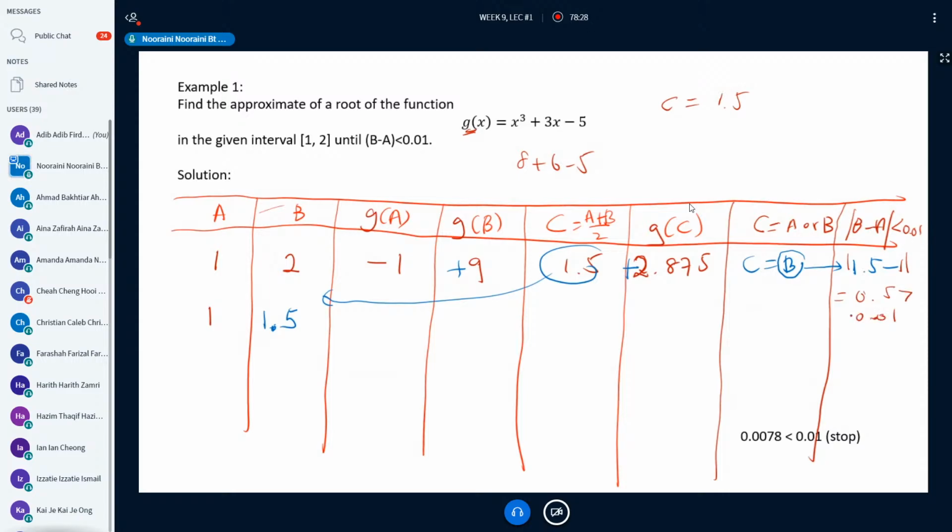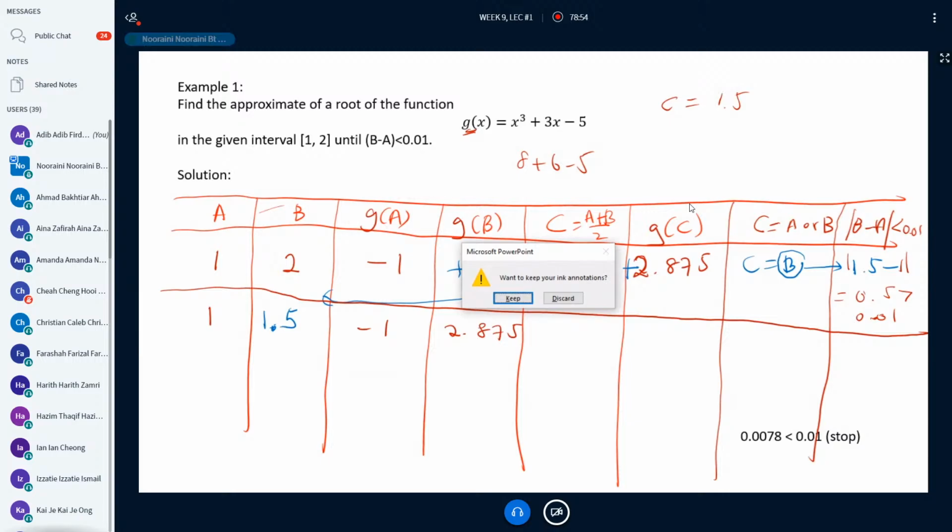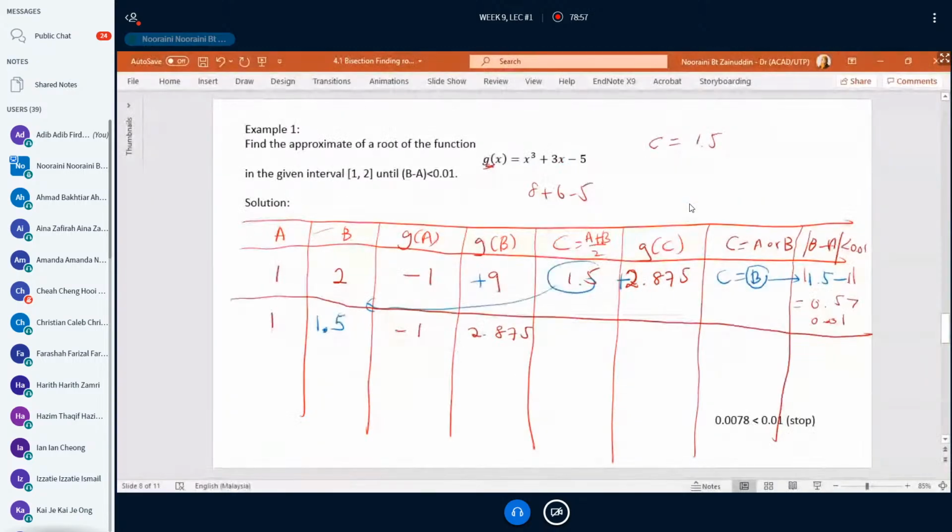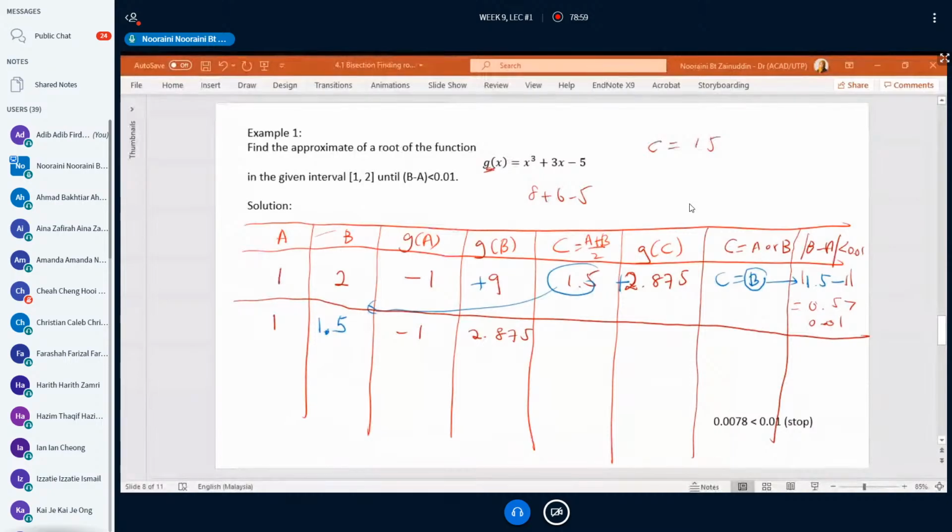So meaning we cannot stop. You need to proceed the calculation. Okay, proceed. A maintains negative, B takes from the previous, but here you need to do the new calculation. You stop when the difference between the roots, the next one here, must be less than 0.01. Okay, proceed until you meet the criteria.